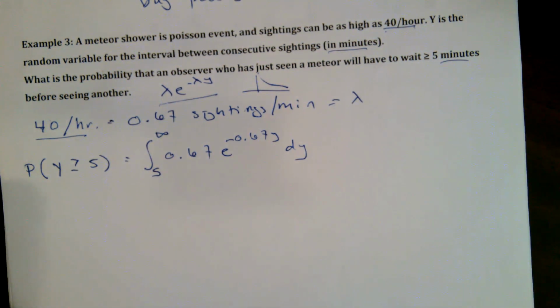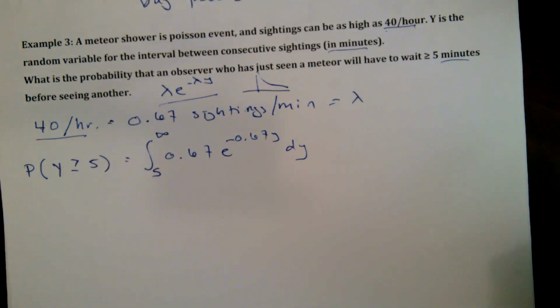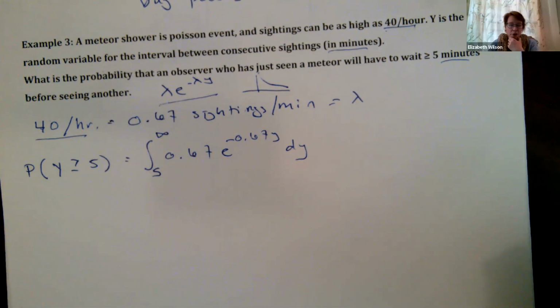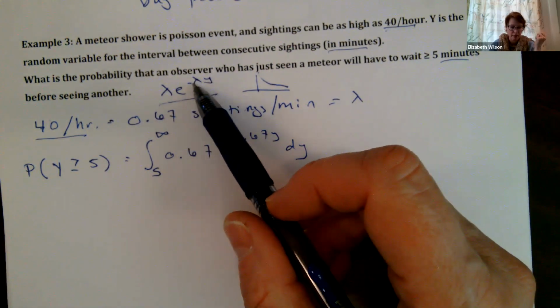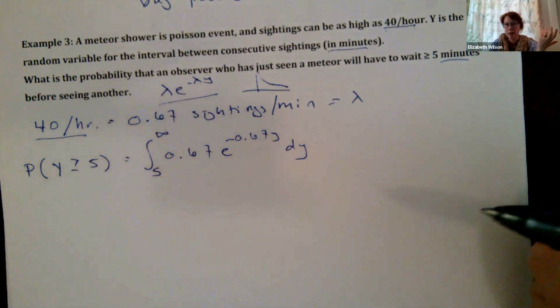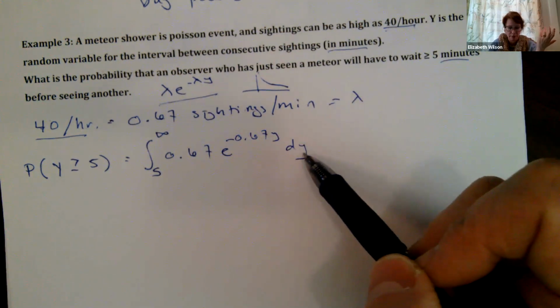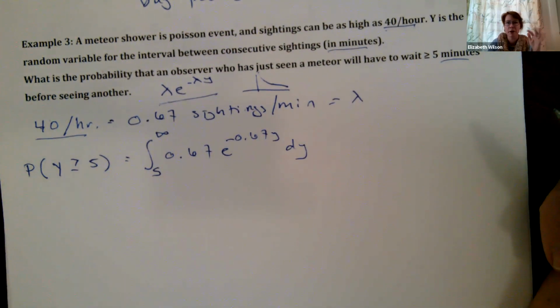I guess what my actual question is, how do we know to use f of y here instead of f of x, the discrete way versus the continuous? It doesn't matter. I could have just as easily called this f of x, lambda e to the minus lambda x, and then integrated it with respect to the variable dx. It doesn't matter. It's just a variable letter that we're using.